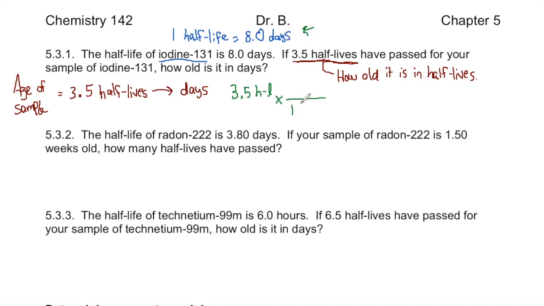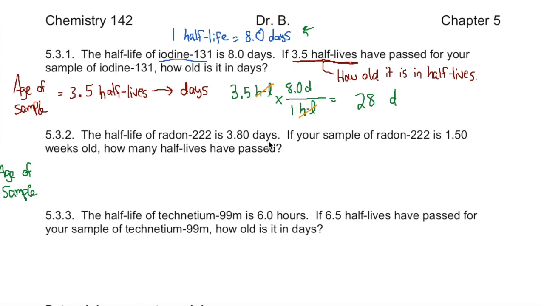One half-life, let's put that in the denominator. One half-life is 8.0 days. We'll abbreviate that as D. When we're doing this conversion, we can cancel the half-lives, and then we'll end up with days. And it looks like it is 28 days old. So in 28 days, 3.5 half-lives have passed. It's the same interval of time: 3.5 half-lives is equal to 28 days, just like 1 half-life is equal to 8 days.